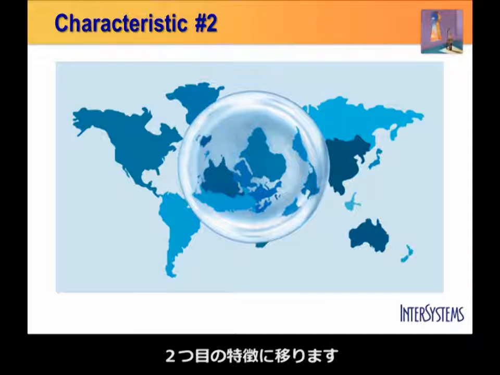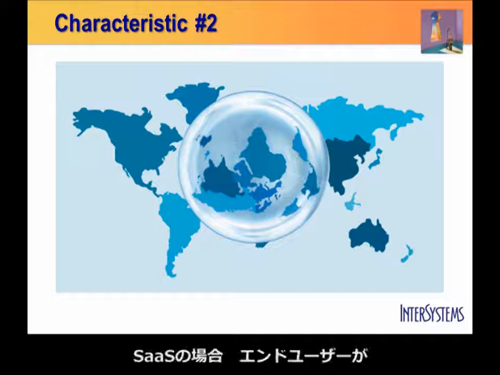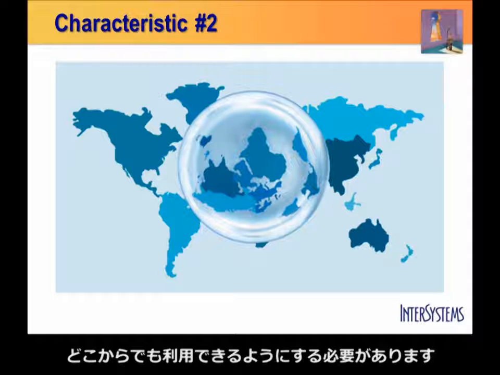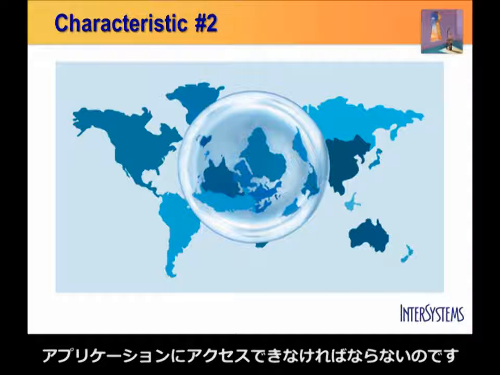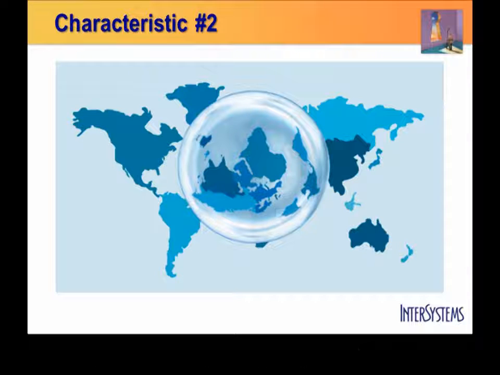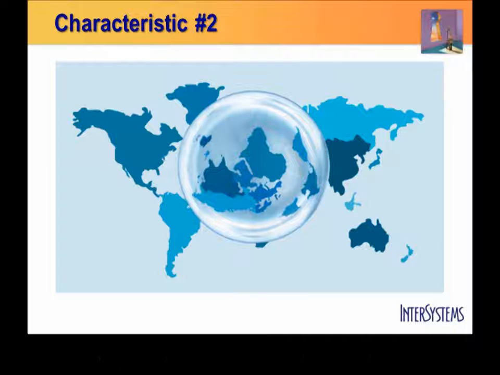The second characteristic is, you see the cloud is everywhere, right? And for software as a service, you need to make sure that your application is available to your end users everywhere. So it needs to be accessible either globally or regionally or locally, just depending on where your application users are. But it needs to be highly available, just like that bank story.